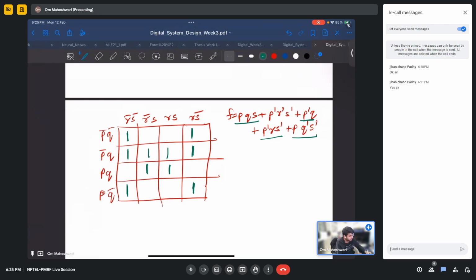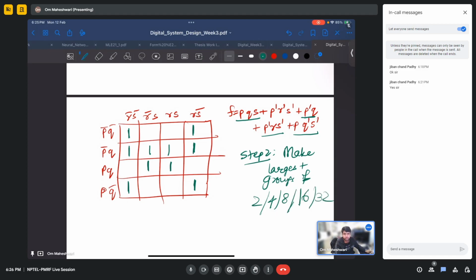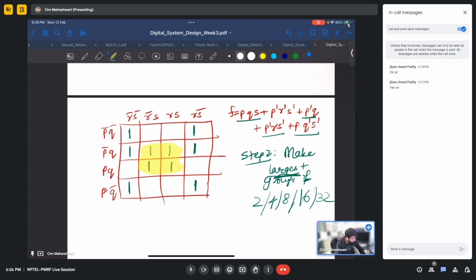Okay, so once we have filled the numbers, the next task, step 2, is to make the largest groups of either 2, 4, 8, 16, 32, whatever. So we have to make the largest groups, right? So let's see what groups we can form. I can directly see this. This is one of the quads. A group of 4 is called a quad.